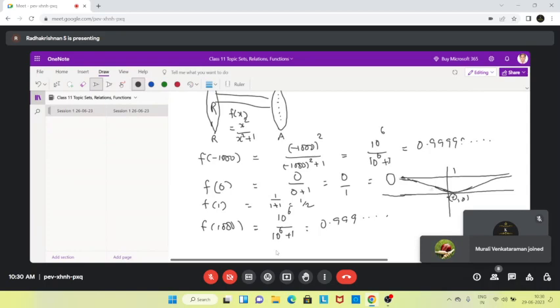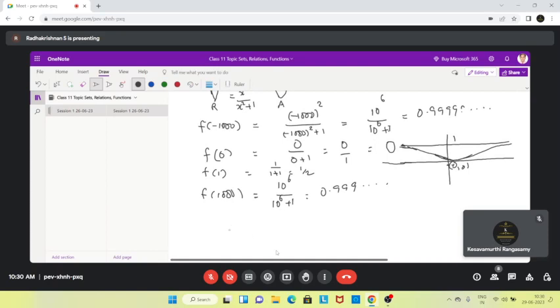That means it varies only from 0 to 1, but does it touch 1? No, but it touches 0. It can take the value 0, since f of 0 is equal to 0. So then how do we write this range? It doesn't touch 1, but it includes 0, and doesn't include 1. So this is your range.